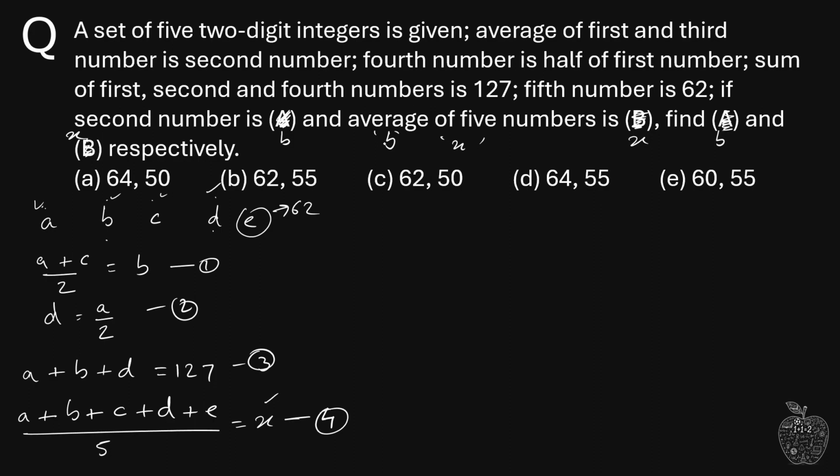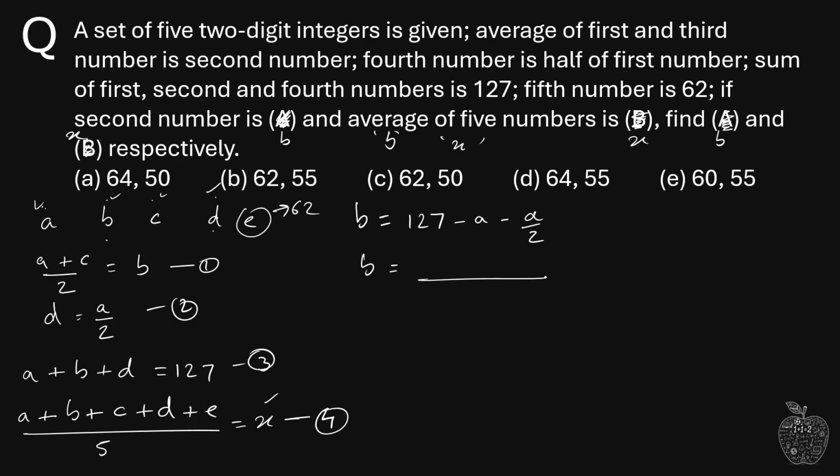We have to find out B and X. So let's start with B. We know B is equal to A plus C by 2 and A plus B plus D is equal to 127. So we'll take equation 3 and write it over here. B can be written as 127, and let's take A and D to the other side. So B is equal to 127 minus A minus D. Now what is D? D is half of A. So for D we'll write A by 2.